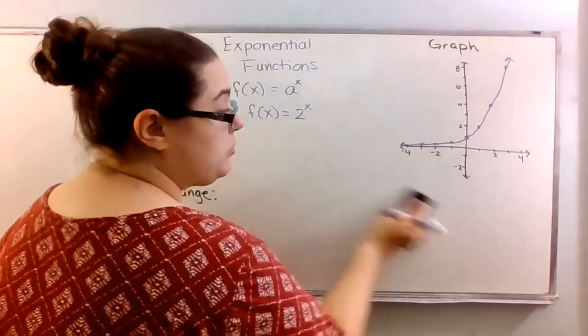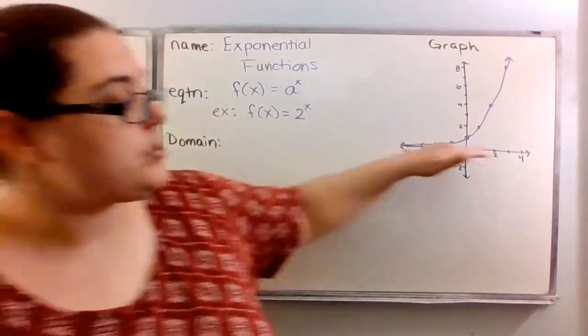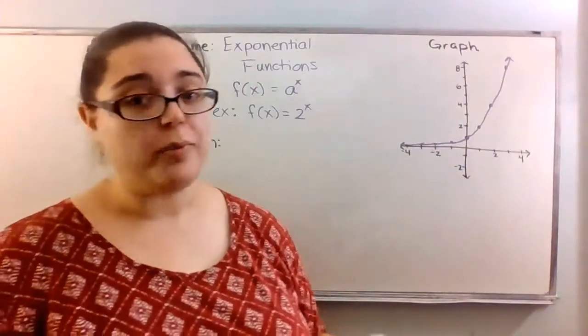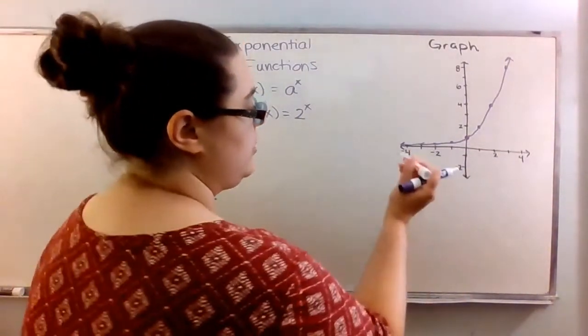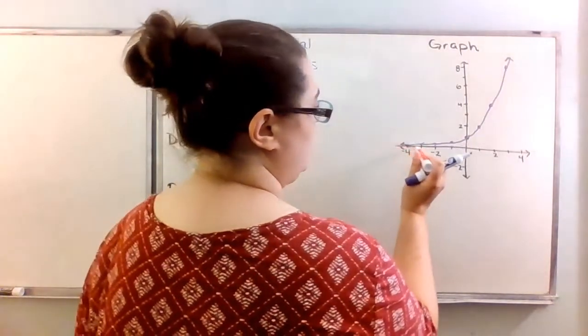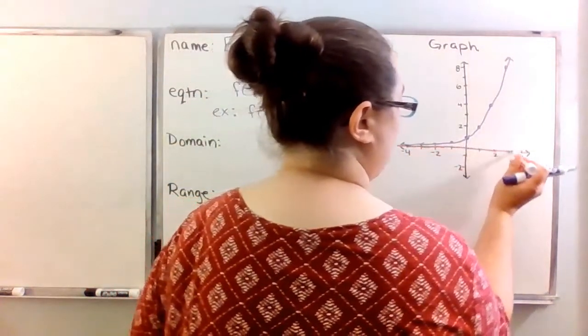Now, just like with the reciprocal function, since we're getting close to the horizontal axis, we're approaching 0 but not reaching it. That means we're going to have an asymptote there. So I'm just going to indicate that like so.